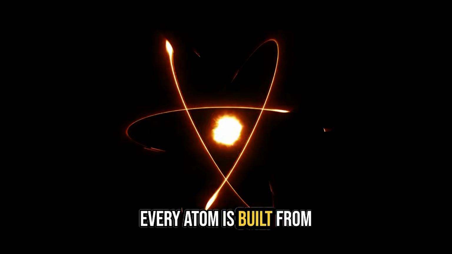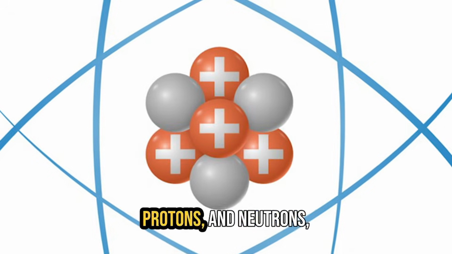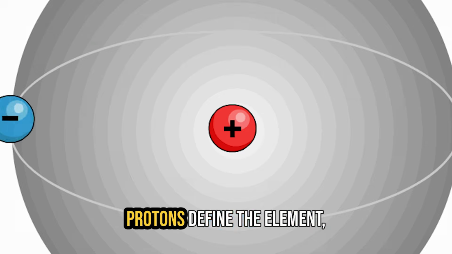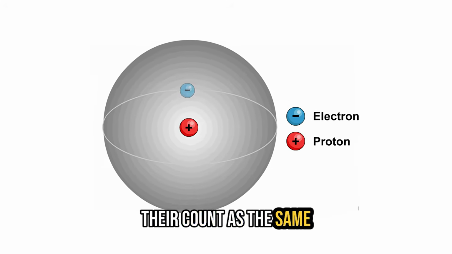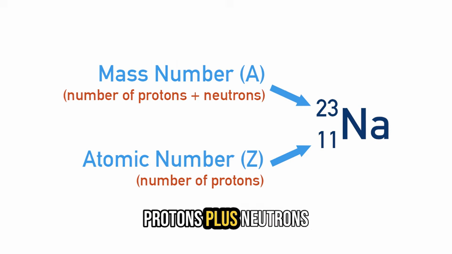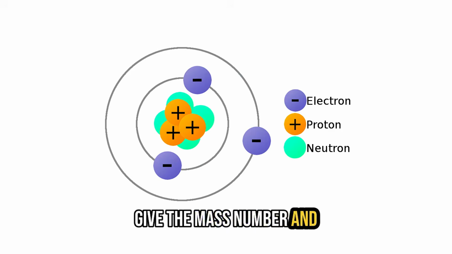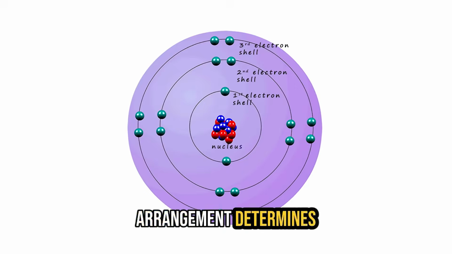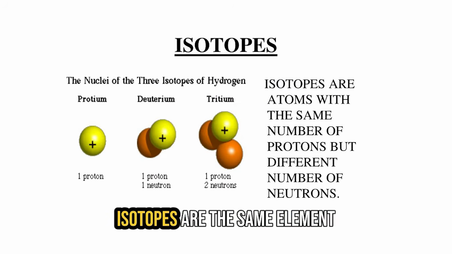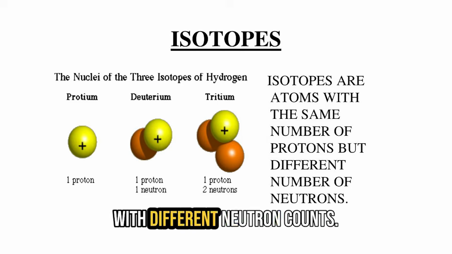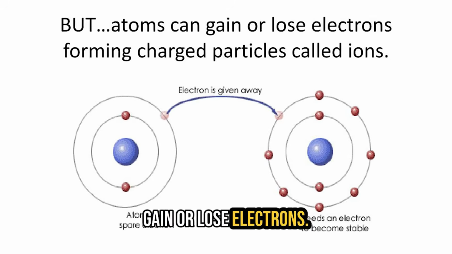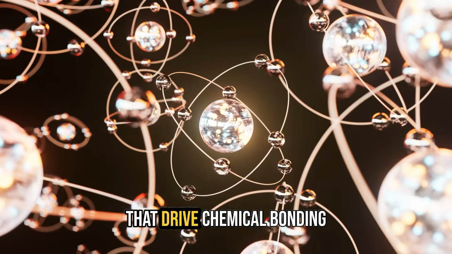Every atom is built from 3 subatomic particles, protons and neutrons packed in the nucleus, electrons orbiting in shells. Protons define the element, their count is the same as the atomic number. Protons plus neutrons give the mass number, and electrons in neutral atoms equal the protons, and their shell arrangement determines their chemical behavior. Isotopes are the same element with different neutron counts. Ions form when atoms gain or lose electrons, creating charged particles that drive chemical bonding.